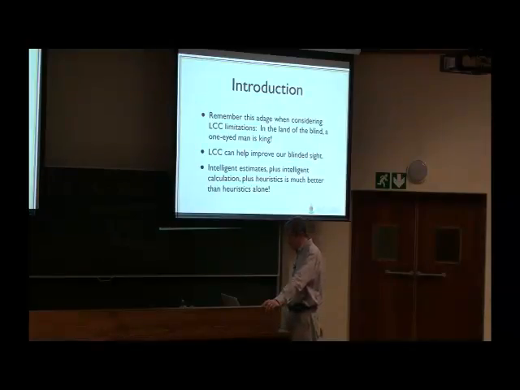So that's what Paul Barringer says. Life cycle cost can help improve our blinded sight. Intelligent estimates plus intelligent calculation plus heuristics is much better than heuristics alone. Now, heuristics are sort of common sense. So if you work with intelligent estimates and intelligent calculation plus common sense, then you're much better off than with common sense alone. Gut feeling.